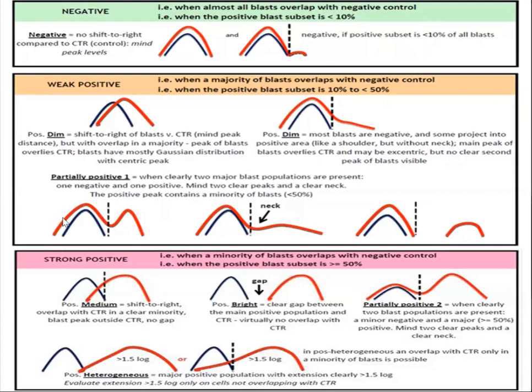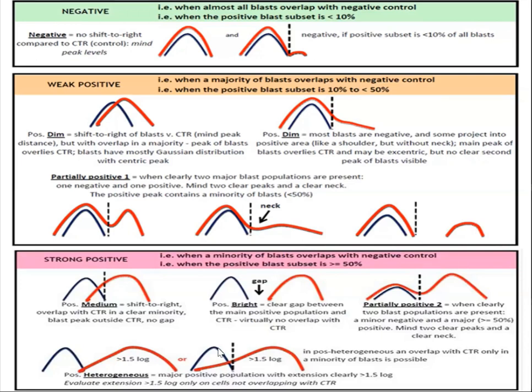Then partial positive is where you have two subsets. One subset peak falls with the negative peak, whereas another population peak is clearly in the positive region, then you call it partial positive. Similarly, this is another population where I would call it variable, but they call it partial positive. And there are two clearly separated blast populations, one falling with the negative control and one clearly away. Then again you call this partial positive.